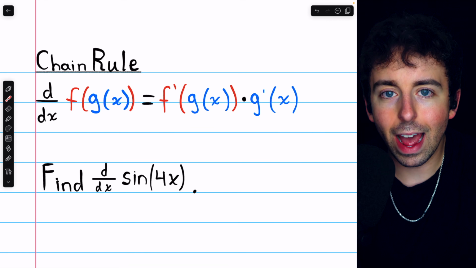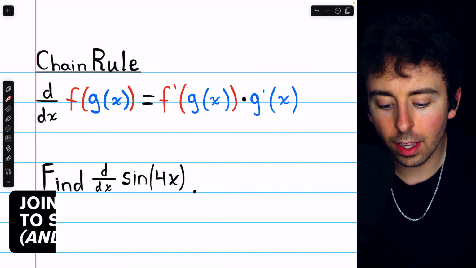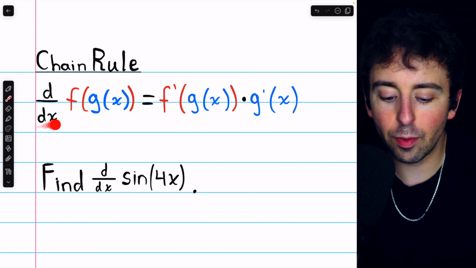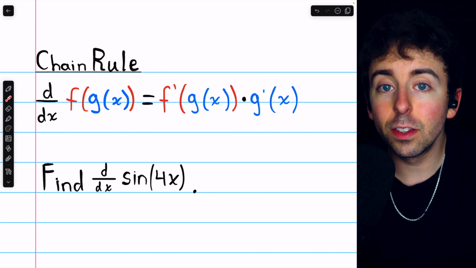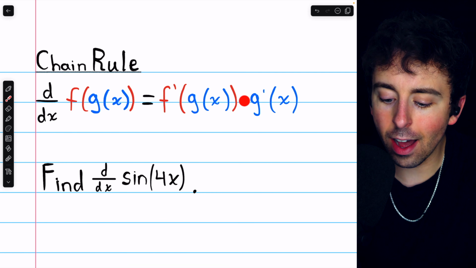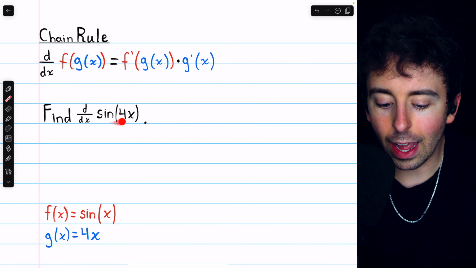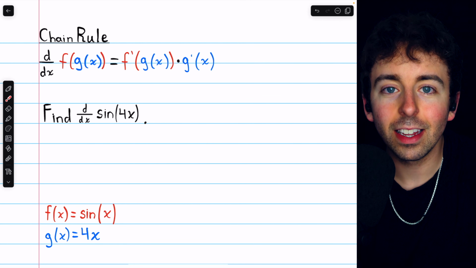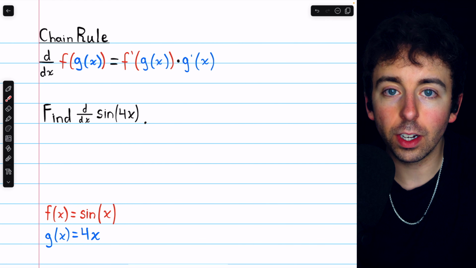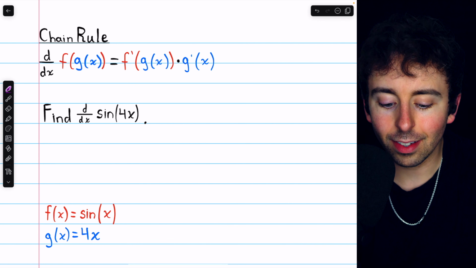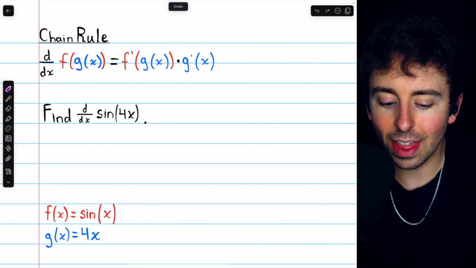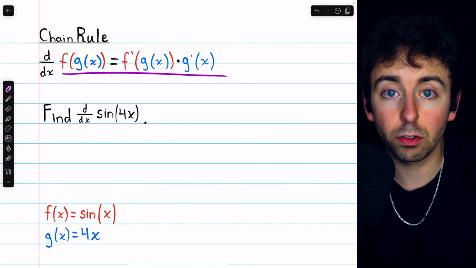Sine of 4x is a composite function, so to find its derivative, we will have to use the chain rule, which I've written here for your reference. The derivative of f of g is f prime of g times g prime. In our case, with sine of 4x, f of x, the outside function, is the sine function. And then, of course, g of x, the inside function, is 4x. Having identified that, applying the chain rule is straightforward.